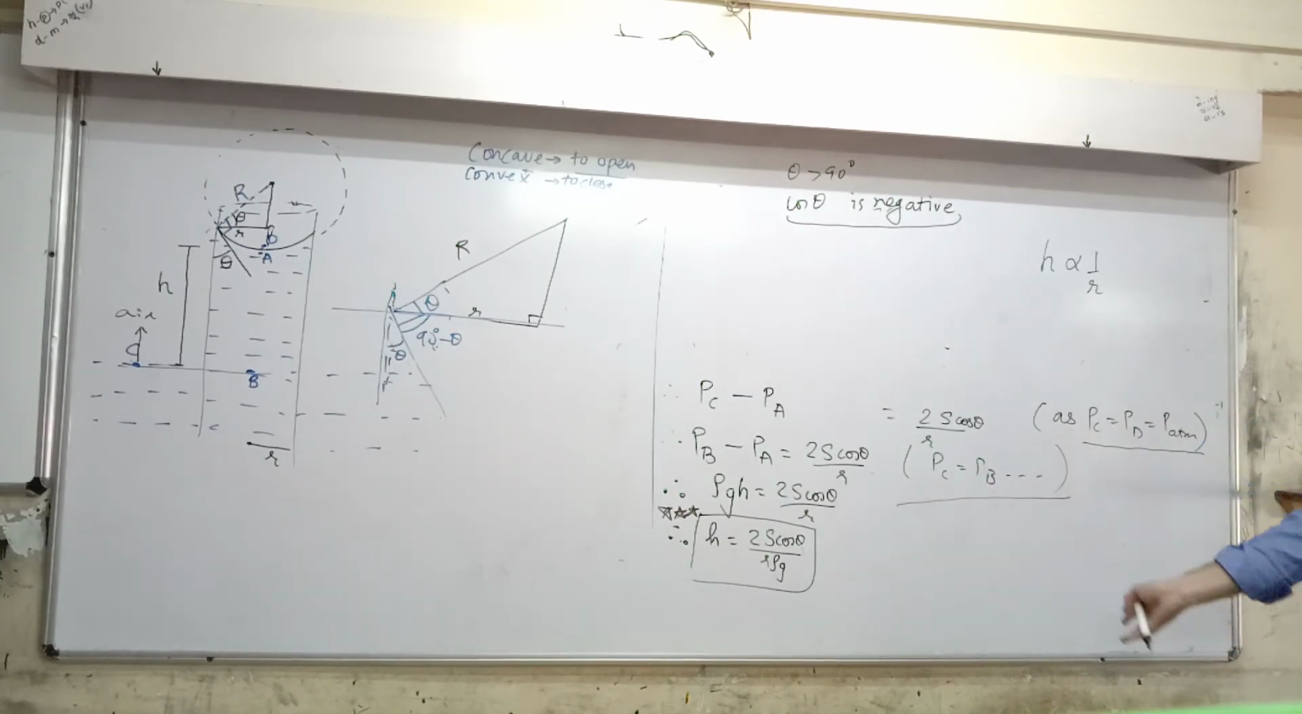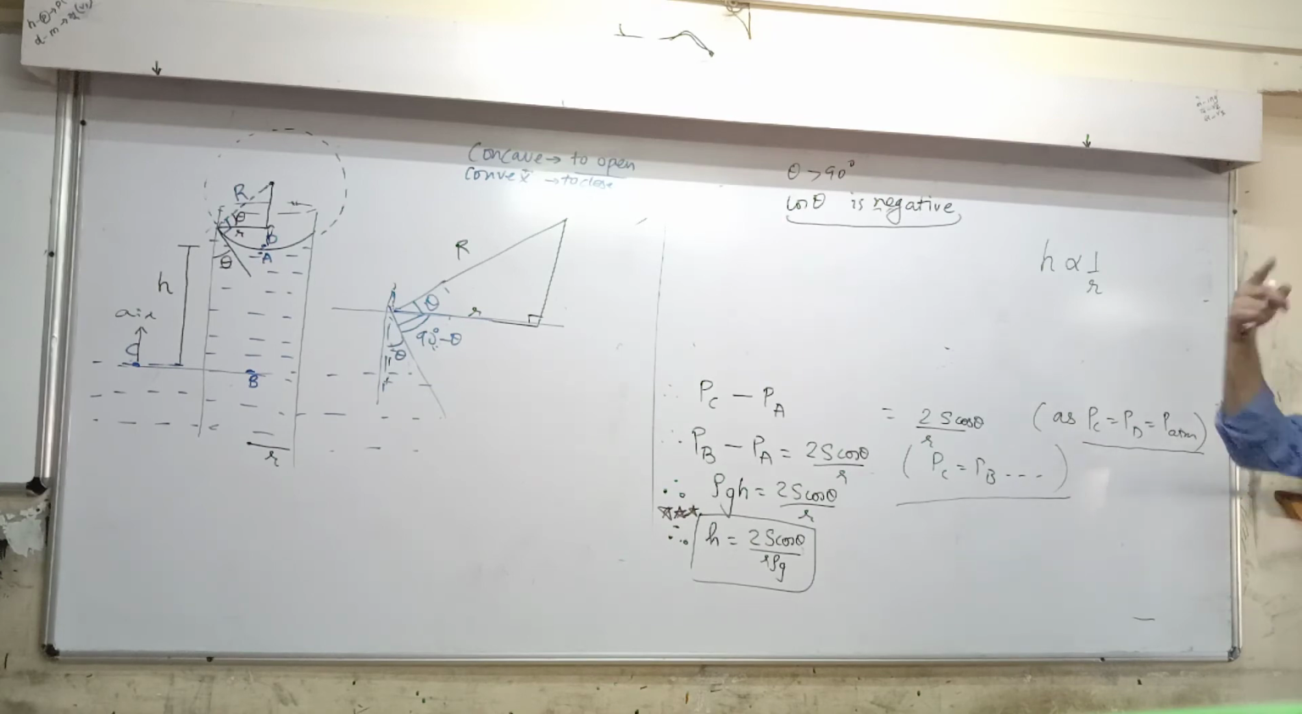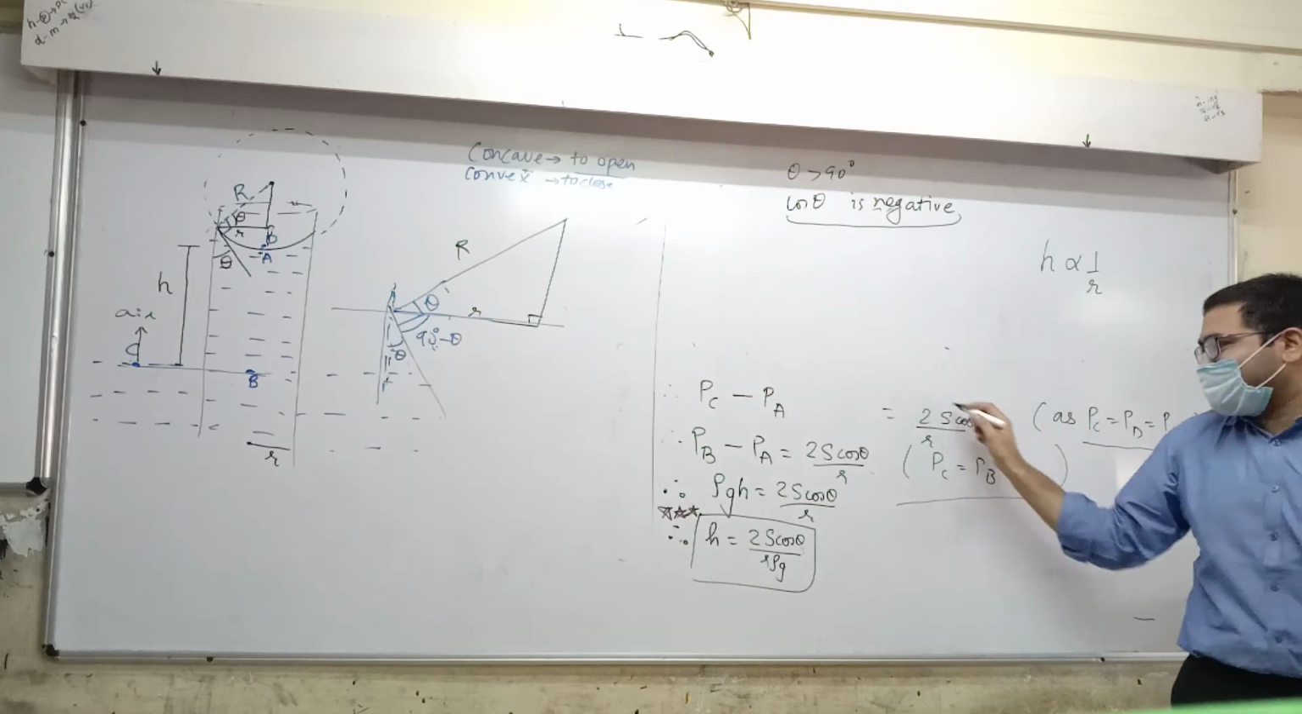Sir, but atmospheric pressure applies at two places. Which two places? PA at point A and at point C. But there is a big difference: that shape. Because of this shape, this step came.